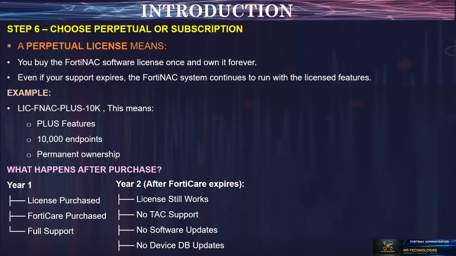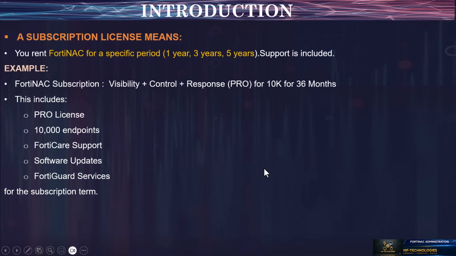The alternative license model, becoming increasingly popular especially in cloud and subscription based environments, is the subscription. Instead of purchasing the software permanently, the customer rents the software for a fixed period. This could be 1 year, 3 years, or 5 years, depending on the purchased subscription. One major advantage is that FortiNAC support and software updates are included throughout the subscription period. For example, as shown, a Pro license supporting 10,000 endpoints for 36 months, that is 3 years.